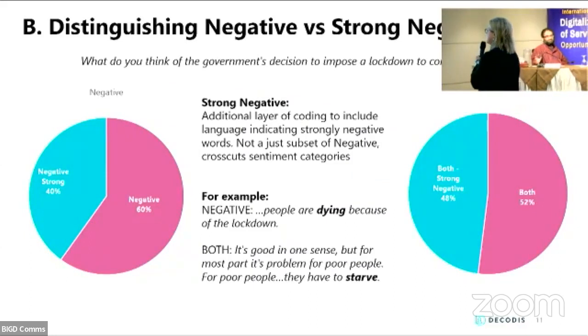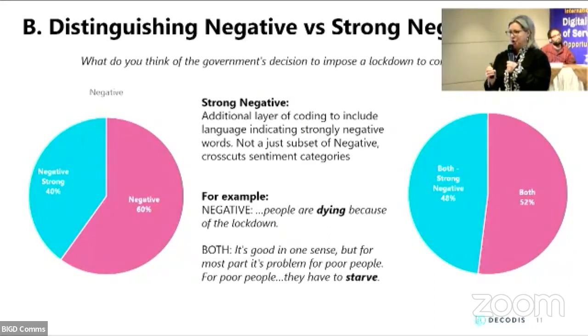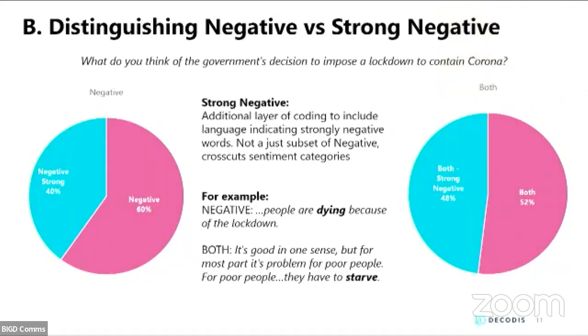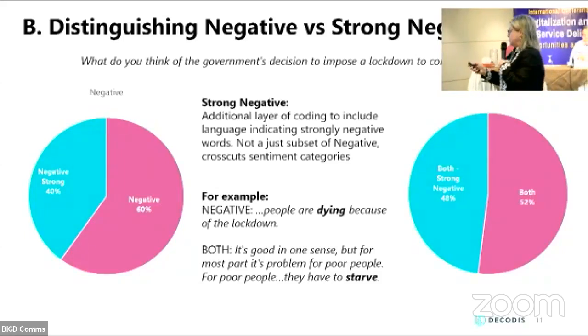The other thing that came up is that we found that there was this strong negative, and that mattered. These were things where people were saying this additional type of language around people are dying or they have to. And we found that in both the negative category and in the both category, when people said both negative and positive, we found the strong negative and not just negative and not just both. And so that mattered because it made the negative stronger negative.